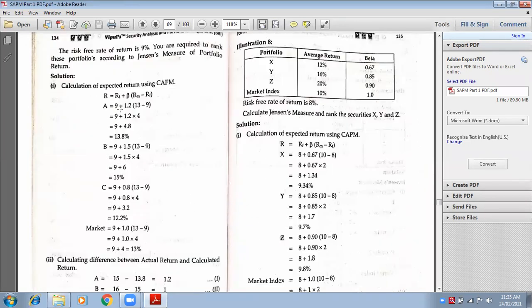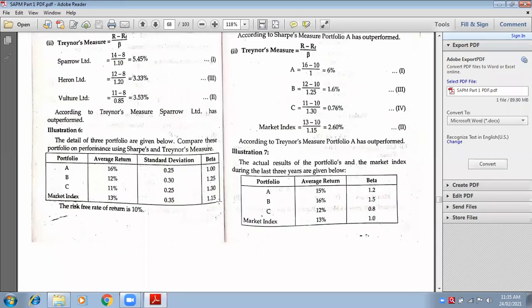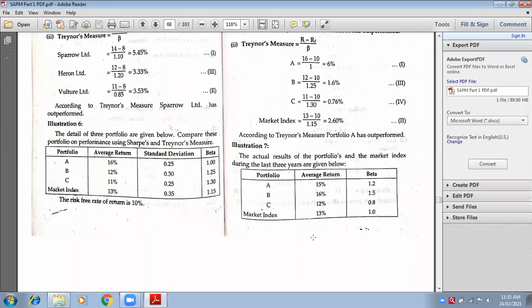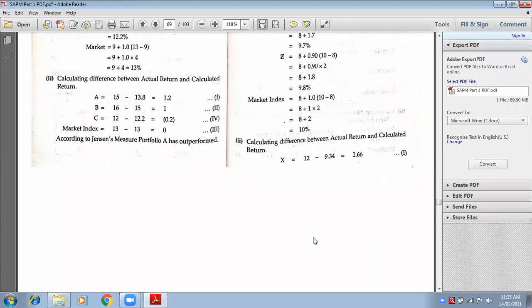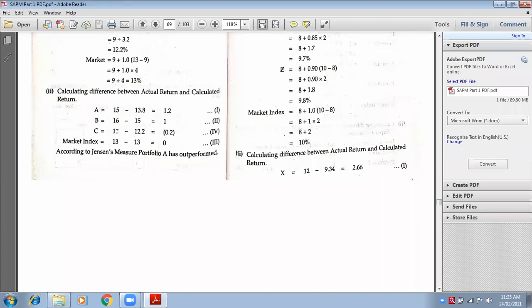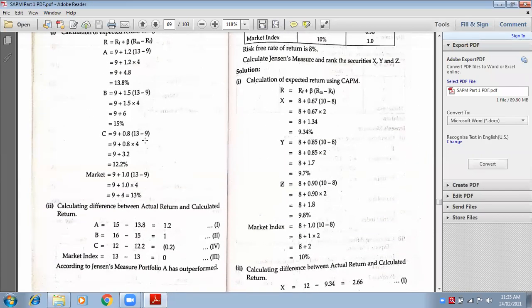See, B's actual return is 16%, C's is 12, and the market's is 13. So the actual returns are 16, 12, 13, and the ones that we have calculated are B 15, C 12.2, and the market 13. So actual is also 13 and calculated is also 13 for the market. So the answer will be 0.